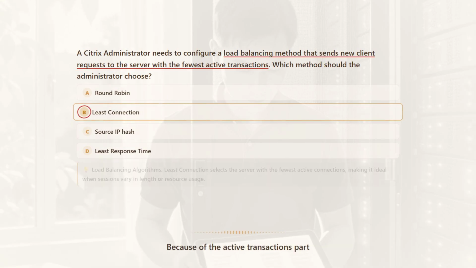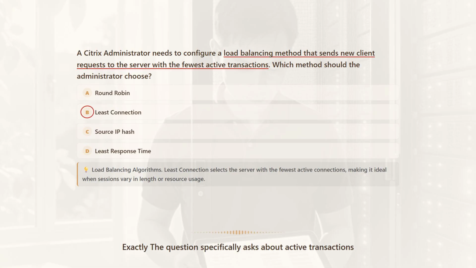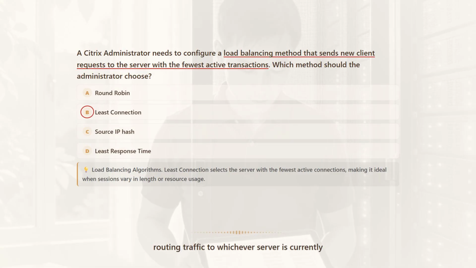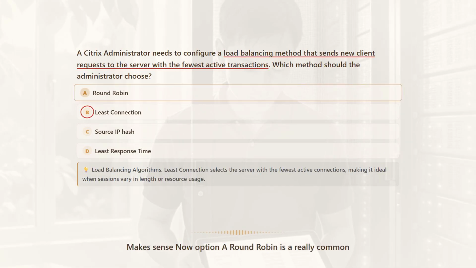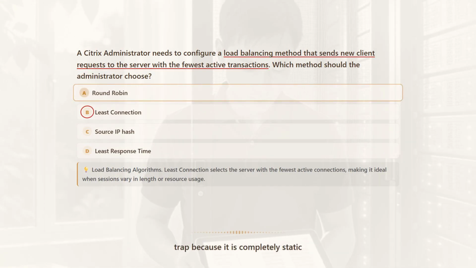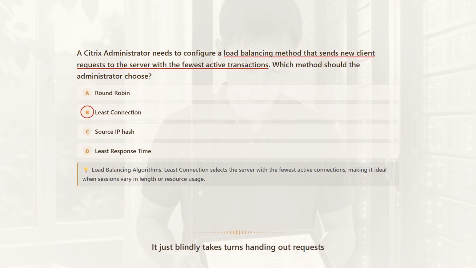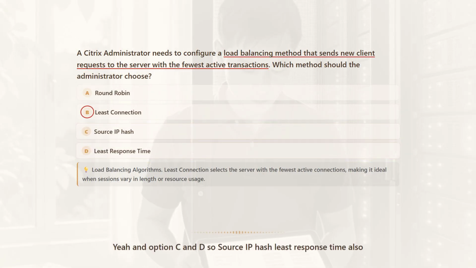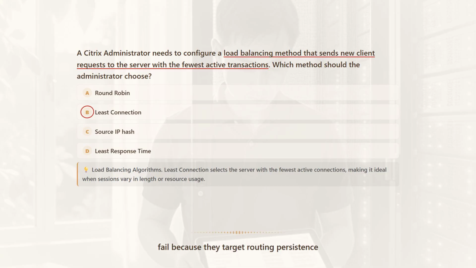Because of the active transactions part. Exactly. The question specifically asks about active transactions. Least connection dynamically adapts in real time, routing traffic to whichever server is currently under the lightest load. Now, option A, round robin, is a really common trap because it is completely static. It just blindly takes turns handing out requests regardless of server strength. And options C and D, source IP hash and least response time, also fail because they target routing persistence and speed, not the actual transaction volume.